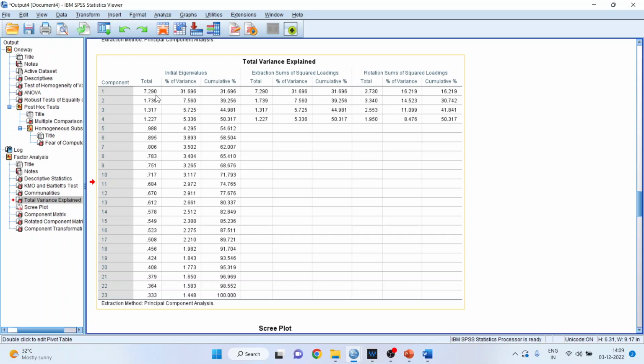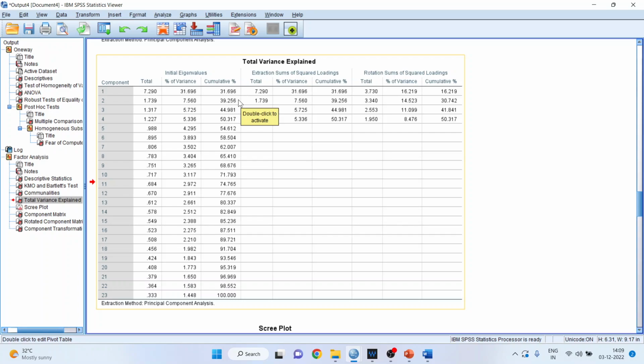So 7.290 divided by 23 will give you this figure 31.696. 1.739 divided by 23 will give you the figure 7.56. 1.317 divided by 23 will give you the figure 5.725. 1.227 divided by 23 will give you 5.336. Now we will see the cumulative percentage.